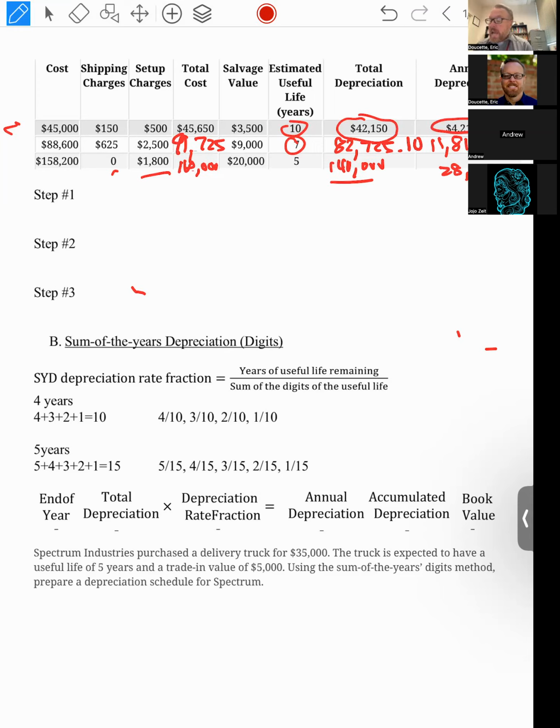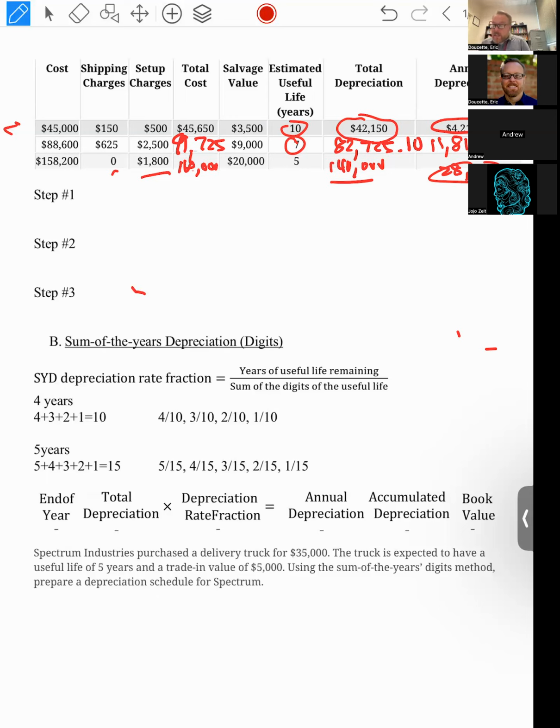Again, I just added everything up. I subtracted the salvage value to find the total depreciation, and then I divided the total depreciation by the number of years of useful life, and that gave me my annual depreciation. So all right, so that is the one method, straight line depreciation.